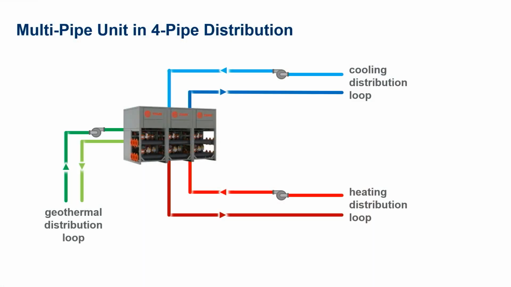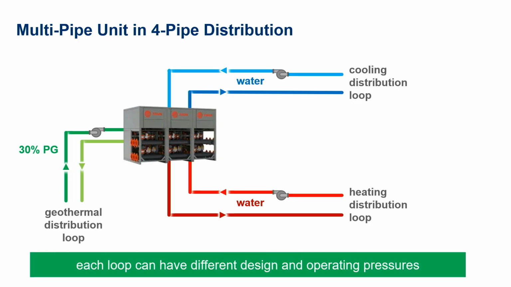A key system advantage to this design is that all 3 loops are independent, meaning there is no mixing of fluid loops. This means that different fluid types can be used in each loop. Maybe the design calls for 30% propylene glycol in the geothermal loop and water in the heating and cooling loops. Not a problem for this design. Another benefit in the system design and operation is that the loops do not have the same design and operating pressure, or any loop equalization measures would need to be considered for systems that do mix fluid types.